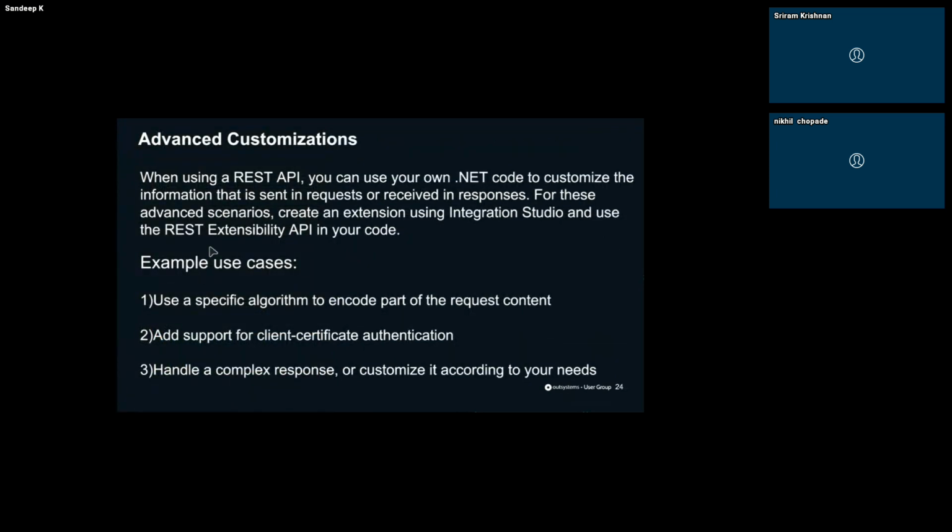Okay. And as we discussed, this advanced customization needs you to extend your code. You can write a simple C sharp extension, and write C sharp methods to identify. So I have included two to three areas where we need to write these advanced methods. In typical scenarios, if you are using a specific algorithm to encode or encrypt your request content, then you need to write this method.